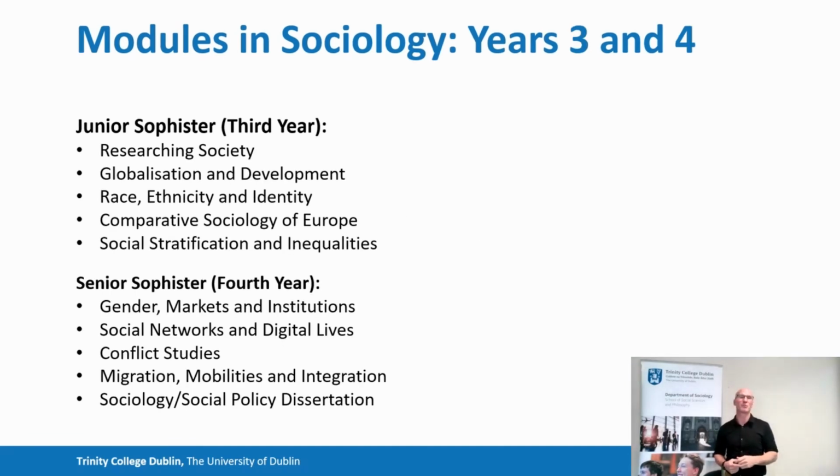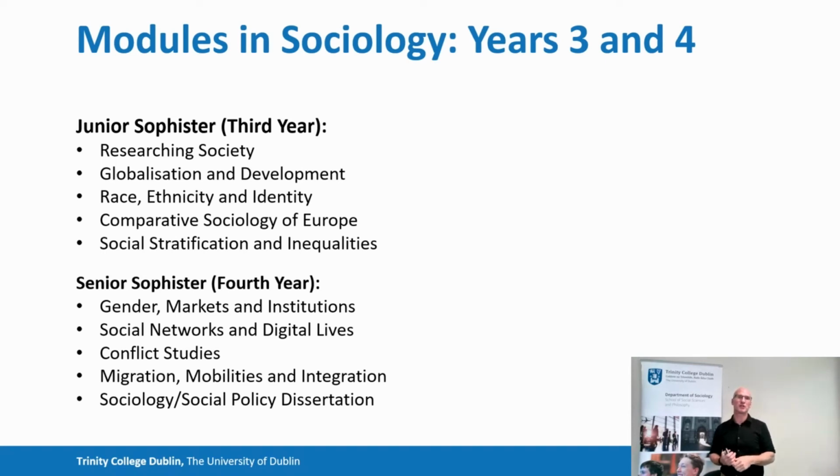In your third year, what we call junior sophister, if you're doing a core sociological degree, then you'll have an obligatory module, researching society, which is our more advanced methods module. And then there will be other modules that you can choose from depending on your interests. So for example, globalization and development, race, ethnicity and identity, comparative sociology of Europe, social stratification and inequalities. All core modules in terms of the understandings that they bring of different processes within our societies.